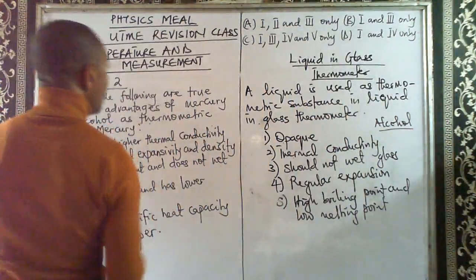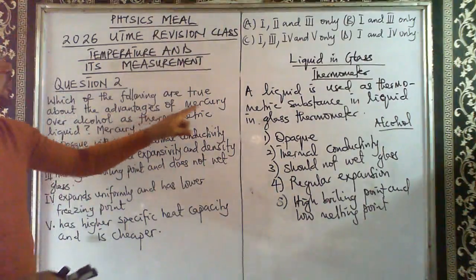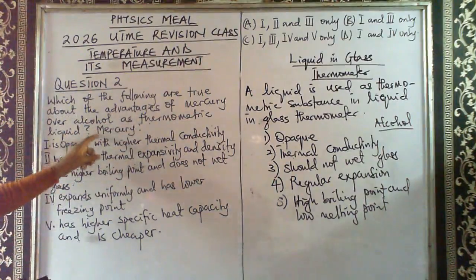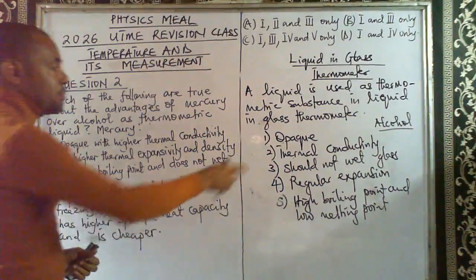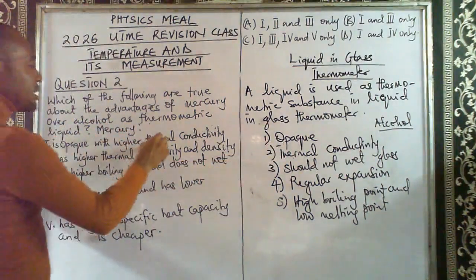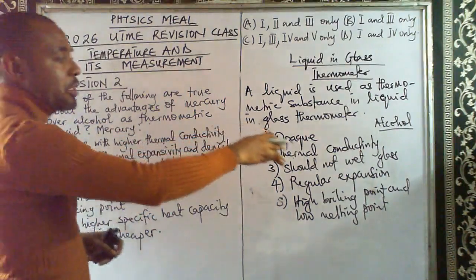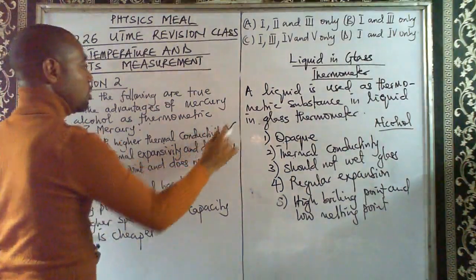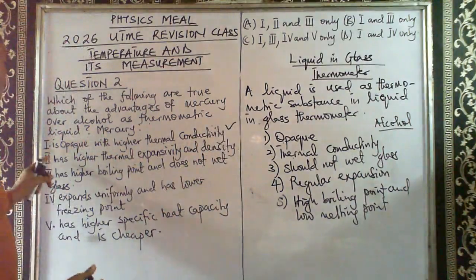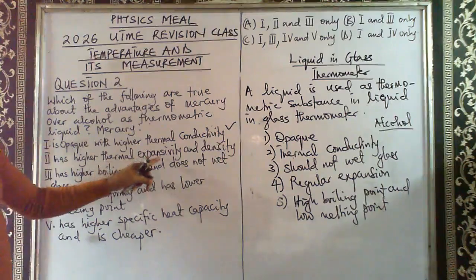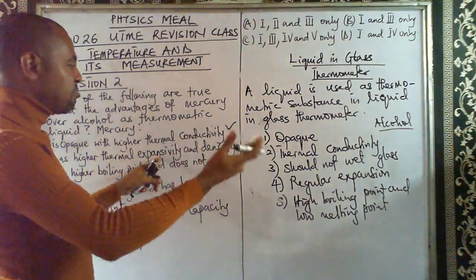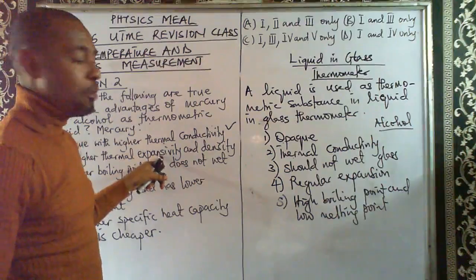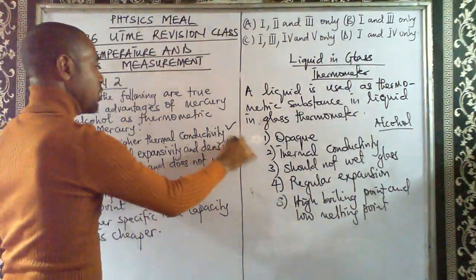Okay, quickly. They say, which of the following are true about the advantages of mercury over alcohol as thermometric liquid? 1. Mercury is opaque. That's an advantage, right? With higher thermal conductivity. I just said that the thermal conductivity of mercury is greater than that of alcohol, so this is good. This is an advantage of mercury. Mercury has higher thermal expansivity, but we have said that alcohol expands 6 times that of mercury, so that's not correct. So this has nullified this.